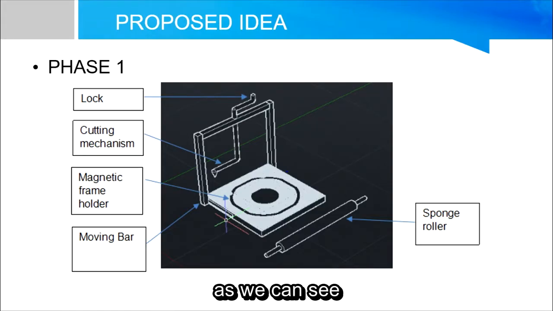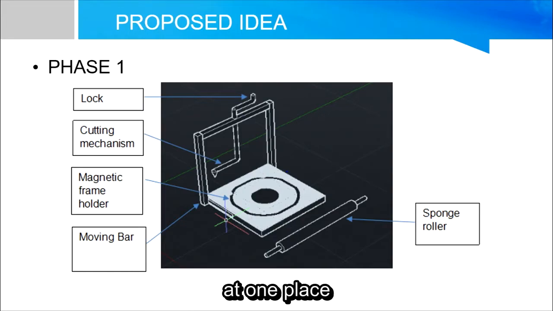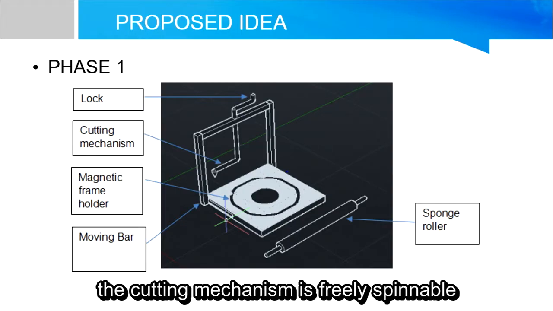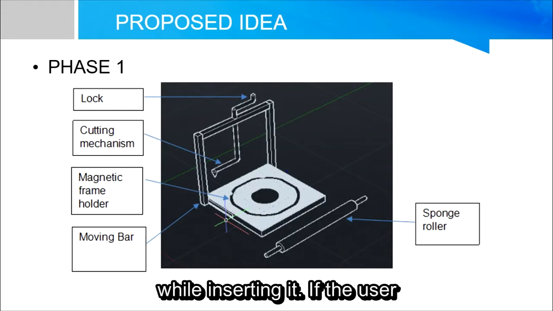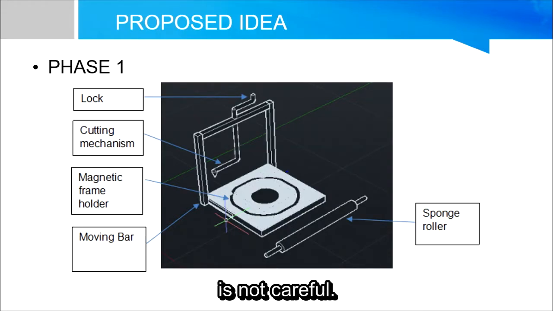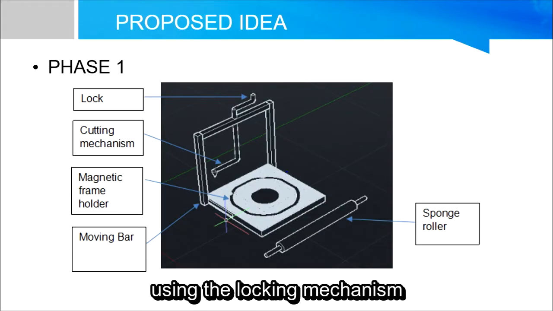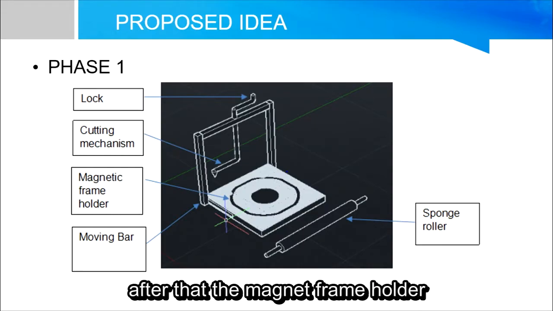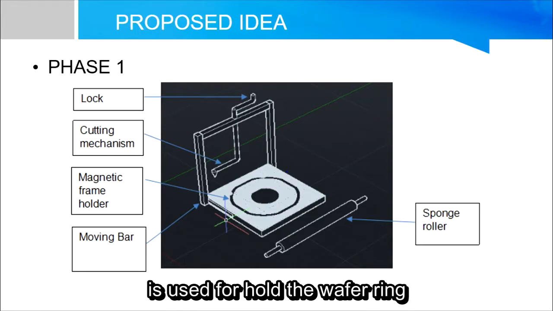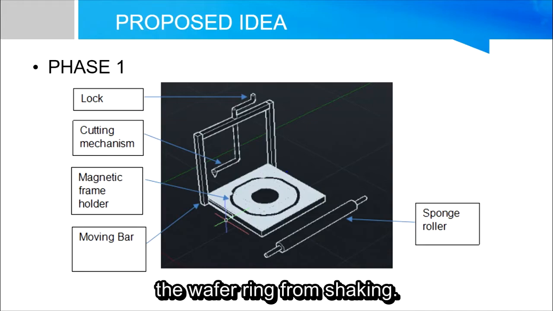As we can see, the locking mechanism is used to lock the cutting mechanism in one place. The cutting mechanism is freely spinnable and able to damage the mirror wafer while inserting it if the user is not careful. To prevent that incident, we use the locking mechanism to lock it in one place. After that, the magnet frame holder is used to hold the wafer ring in one place, which can prevent the wafer ring from shaking.